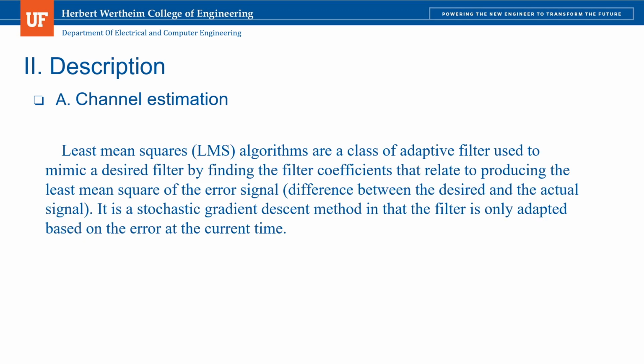The least mean squares algorithms are a class of adaptive filter used to mimic a desired filter by finding the filter coefficients that relate to producing the least mean square of the error signal, which means the difference between the desired and the actual signal. It is a gradient descent method in that the filter is only adapted based on the error at the current time.